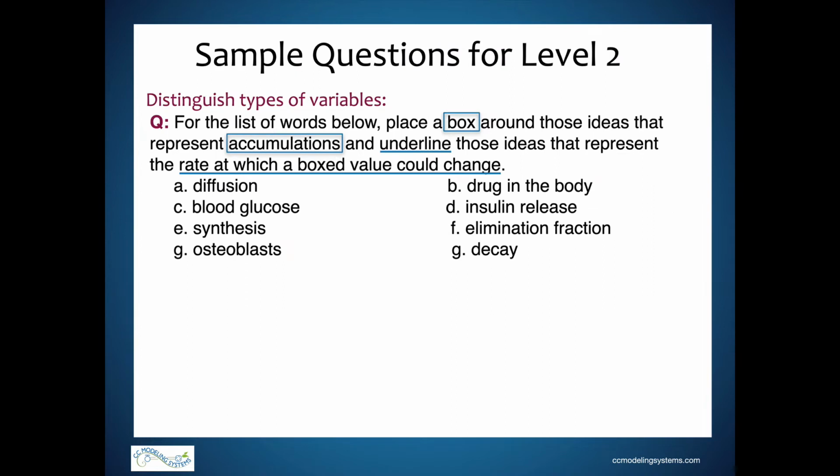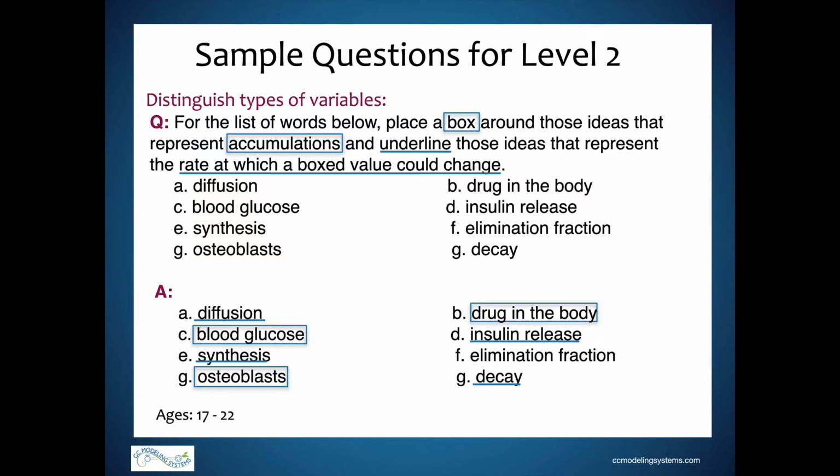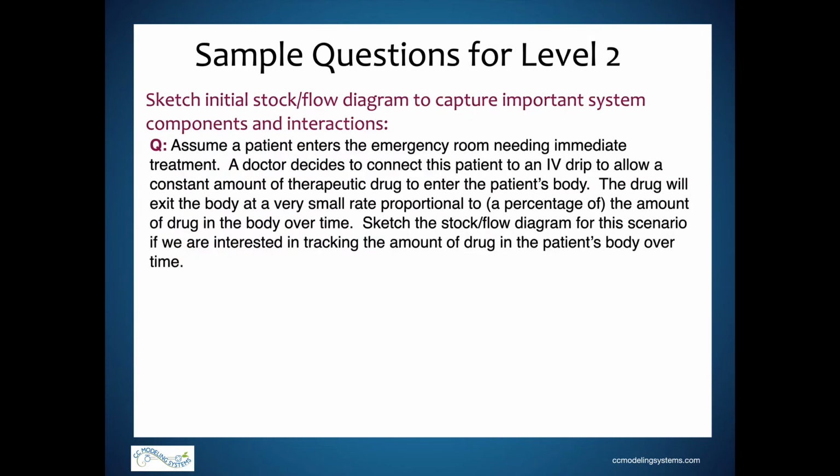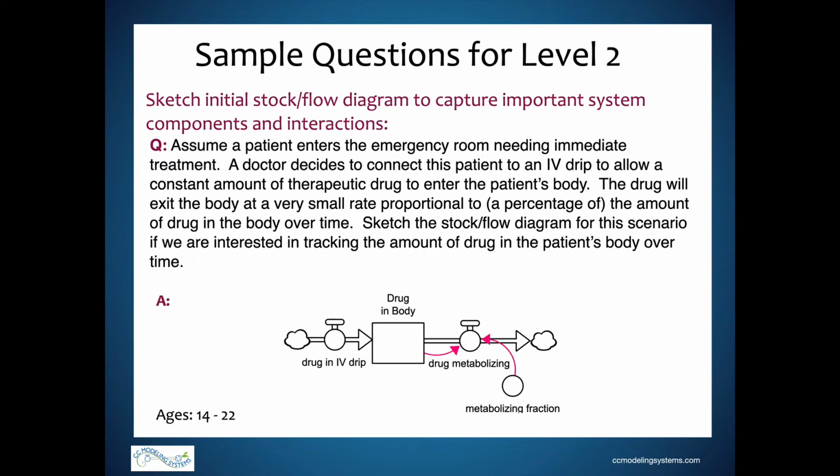So one potential question would be to give 8 variables involved in, say, homeostasis, and ask students to identify which would be stocks, which would be flows, which would be neither of those. Here is a potential answer to that question. Next, this is about giving a scenario about a patient in an emergency room connected to an IV drip and asking students to sketch the stock flow diagram for this scenario. Here is a potential answer for that.